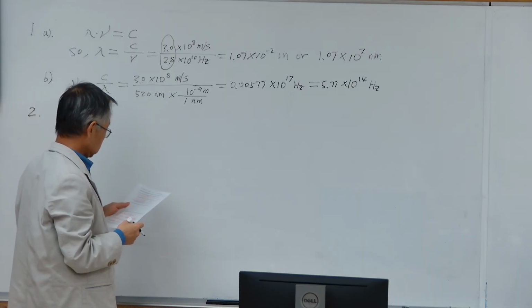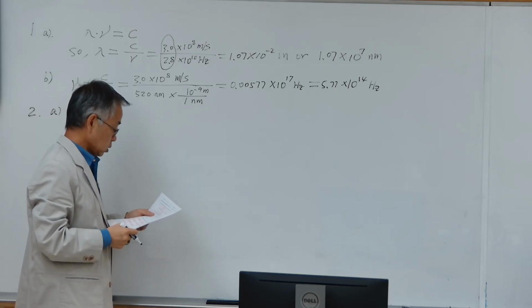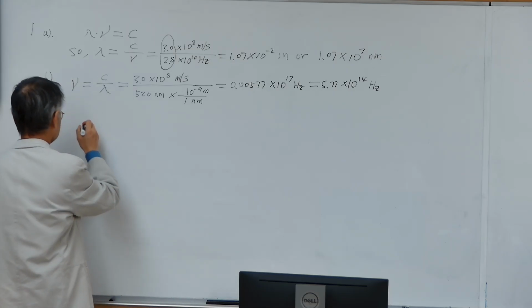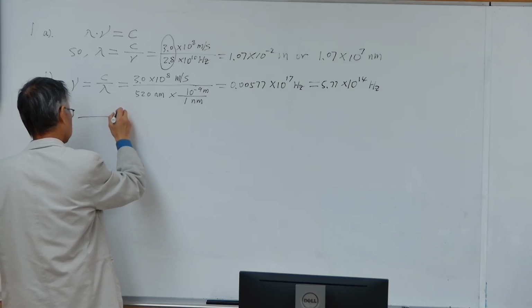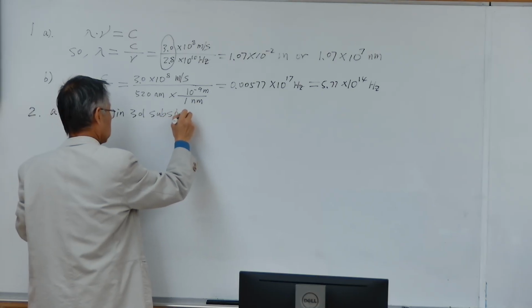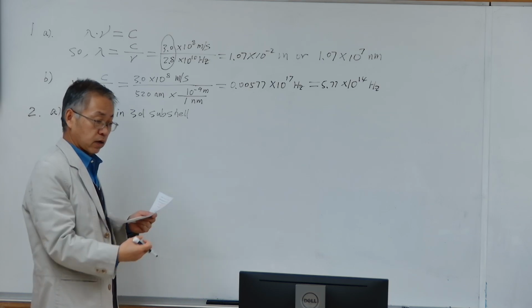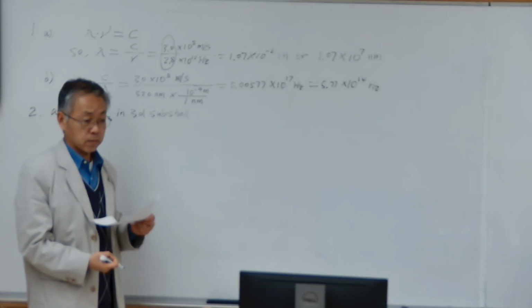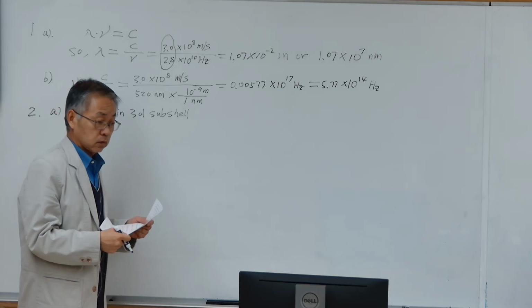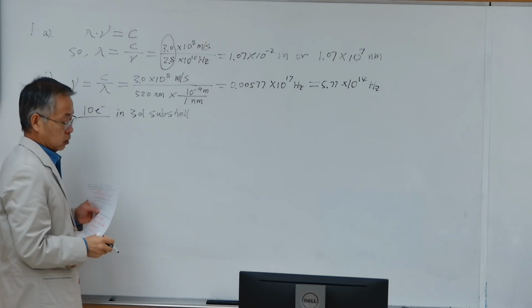Question 2. A asks you how many electrons can be placed in 3D subshell. We know any D subshell includes 3D, 4D, 5D, always 5 orbitals, right? And each orbital maximum can hold 2 electrons. Then 3D subshell maximum can hold 10 electrons.